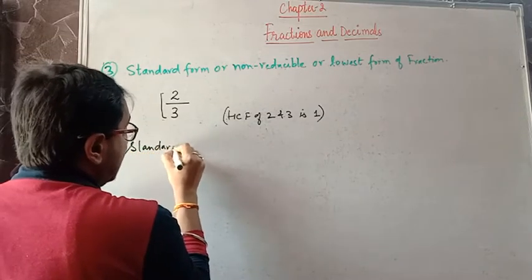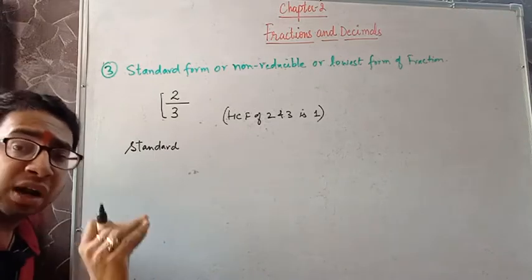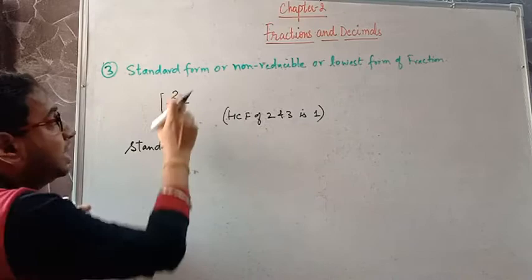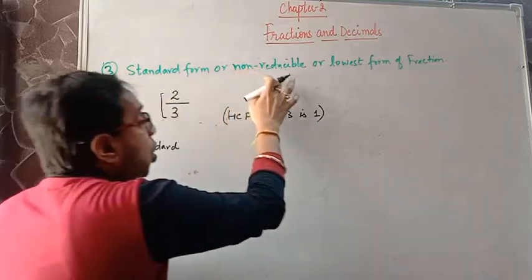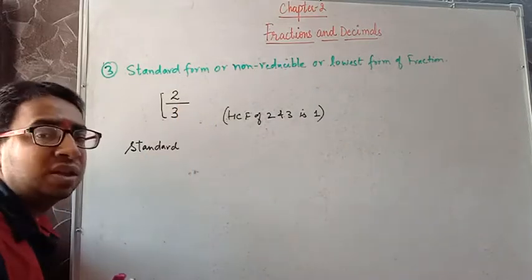Again I am repeating, it means when the HCF, highest common factor of numerator and denominator, is 1, we call them in standard form or non-reducible form or lowest form, because we cannot reduce them further.